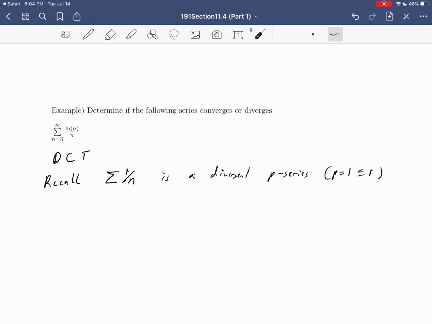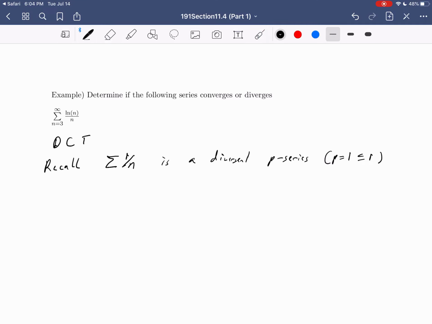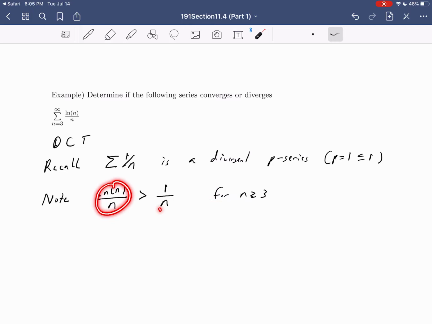In fact, in section 11.3, we said that the sum of 1 over n to the p converges if p is greater than 1 and diverges if p is less than or equal to 1. So this sum 1 over n is a divergent p-series. But you should note that ln of n over n is always greater than 1 over n, at least for n greater than or equal to 3. ln of n gets larger and larger, so the terms here are always larger than the terms here.